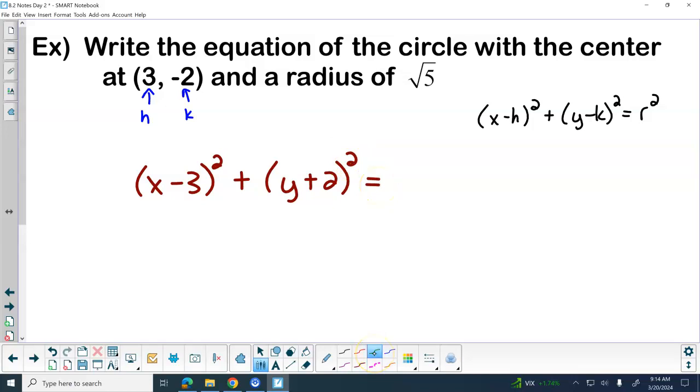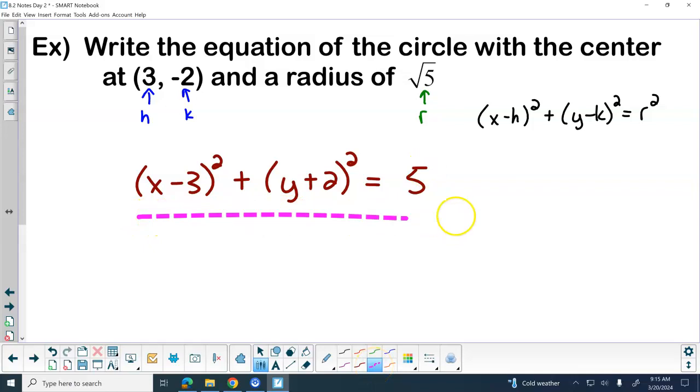And what is the square root of 5? Square root of 5 is what part of my equation? Oh, it's r, right? Okay. So what is the square root of 5 squared? If we were graphing it. Yes. But we're writing the equation. So it's just 5. Yeah, but you were thinking if we were graphing it. Yep.